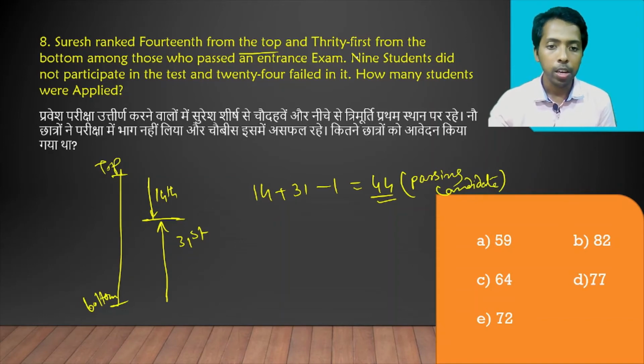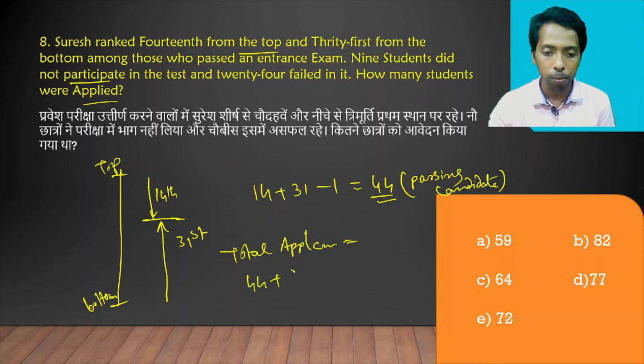Now 9 students did not participate. So how many students applied in total? We have to find out the total applications. So this is 44 who passed the exam, 9 students did not participate, add it, and 24 failed in it.